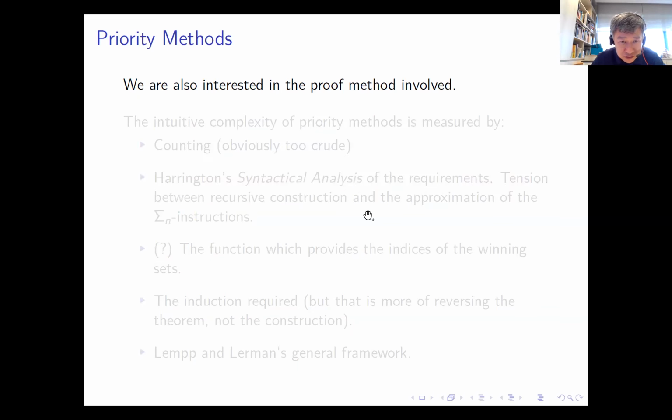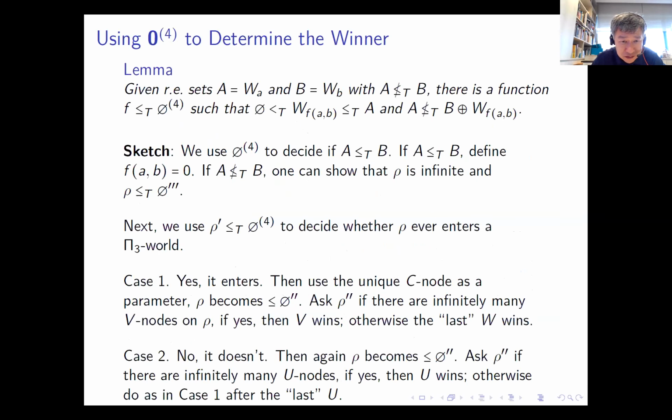No. Let me go back to that slide. I cannot highlight here. In the third paragraph, we use row jump. That's one question about 0 to the 4. So this is one use. Then after that, in both case 1 and case 2, the row becomes recursive in 0 double jump.